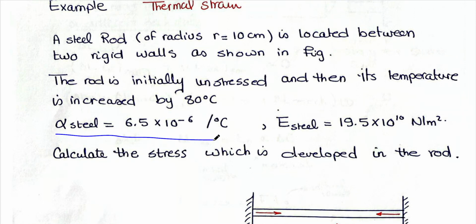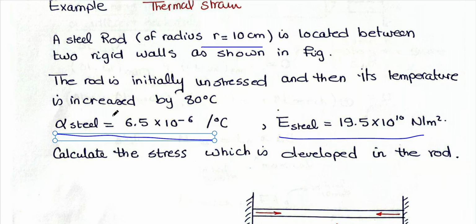Here it's given the alpha. Do you remember what alpha is? Alpha is the thermal expansion coefficient. Young's modulus of steel is given. It's given the radius of the rod, and the temperature is increased by 80 degrees. It's required to calculate the stress acting or developed in the rod. Let's do it together.